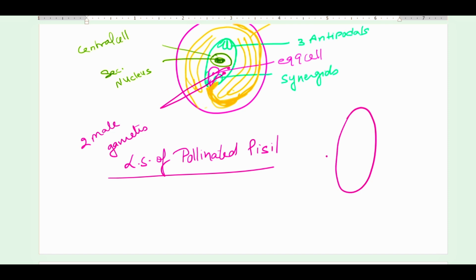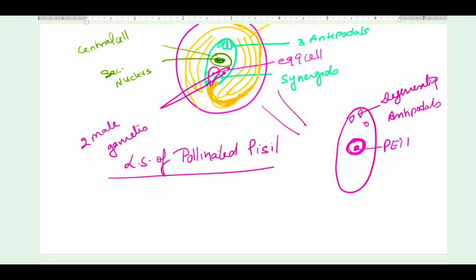So these three antipodals are just degenerating; you can write degenerating antipodals. In the center, instead of drawing this secondary nucleus, now what will you draw? When they are asking after fertilization, you have to draw, instead of the secondary nucleus, a big nucleus over here, which is PEN. PEN means primary endospermic nucleus. Instead of drawing this secondary nucleus, we are drawing PEN here.